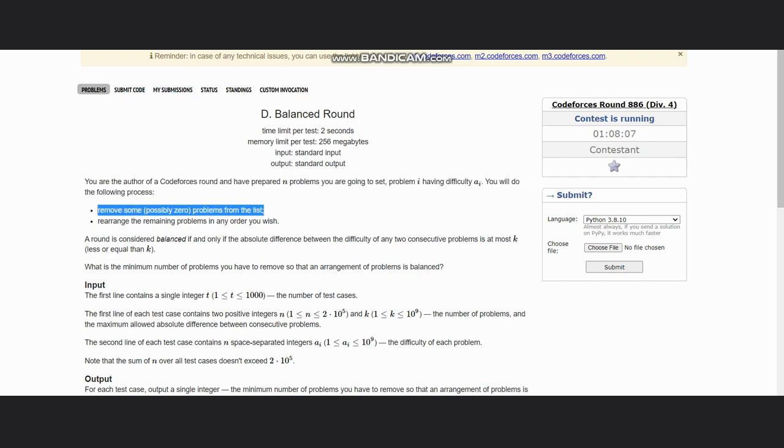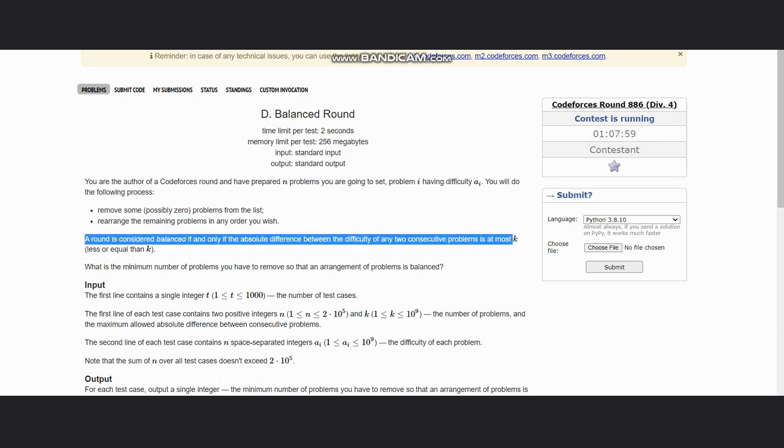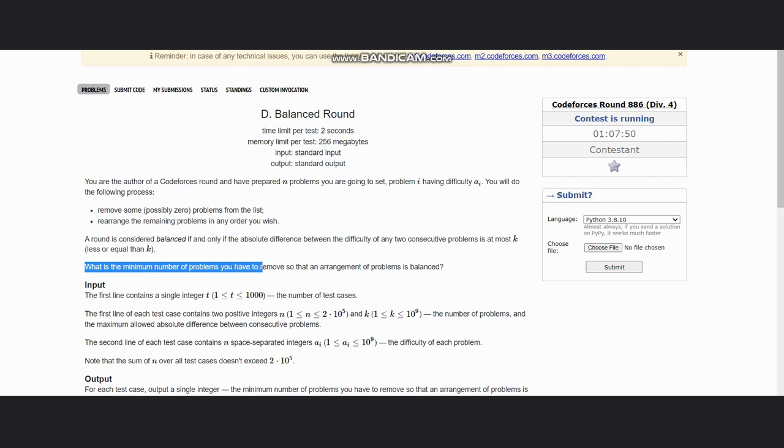Remove some problems from the list. Rearrange the remaining problems in any order you wish. A round is considered balanced if and only if the absolute difference between the difficulty of two consecutive problems is at most k, which is less than or equal to k. So what is the minimum number of problems you have to remove so that the arrangement of problems is balanced?